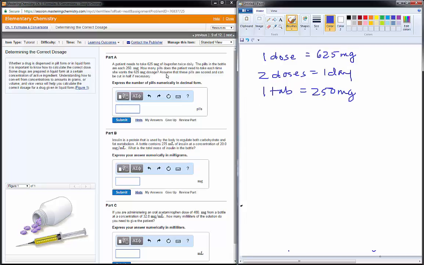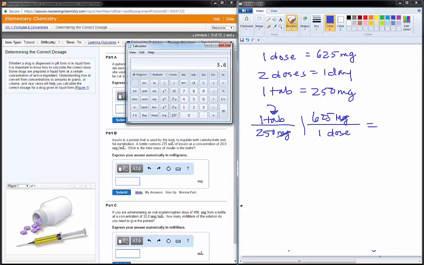Well, okay, so they want to know pills or tablets. Let's put that front and center. 1 tablet, 250 milligrams. This is the unit we want, so we're going to keep that there and try to eliminate everything else. 250 milligrams is how big the tablet is. Where else do I have milligrams? Right here. 625 milligrams in 1 dose. Milligrams then cancels, and we get 625 divided by 250. I need to take 2.5 tablets or 2.5 pills to make that dose.